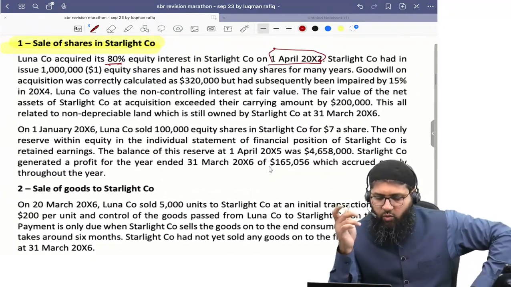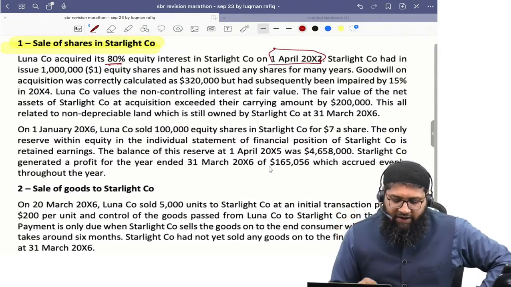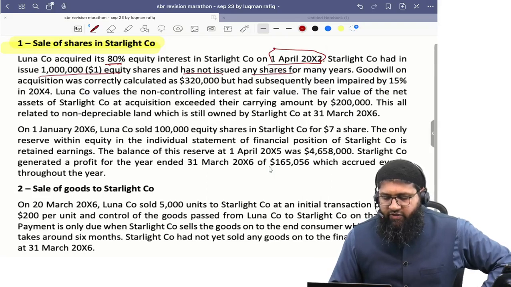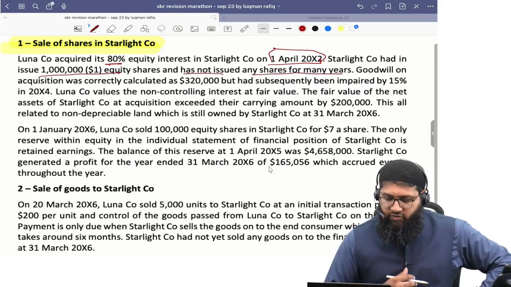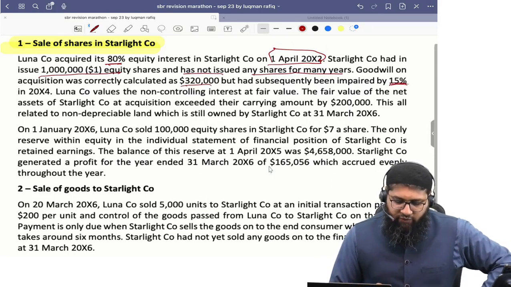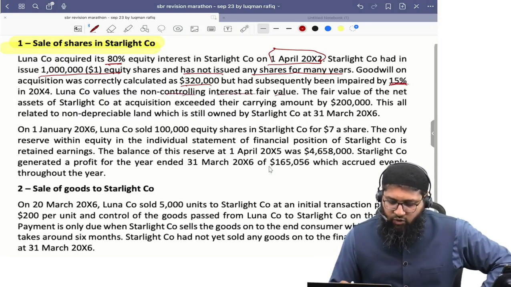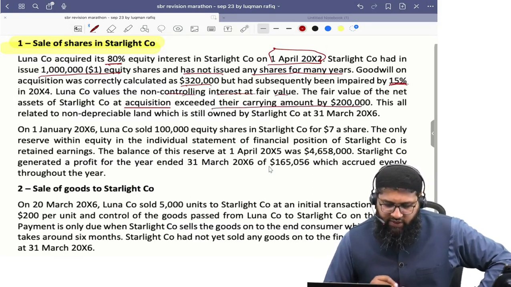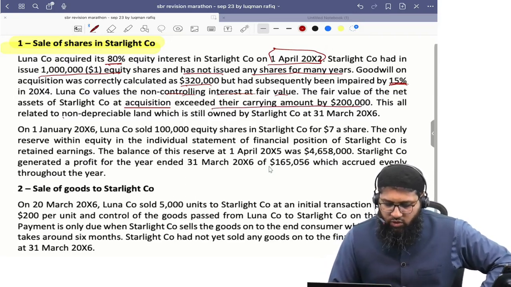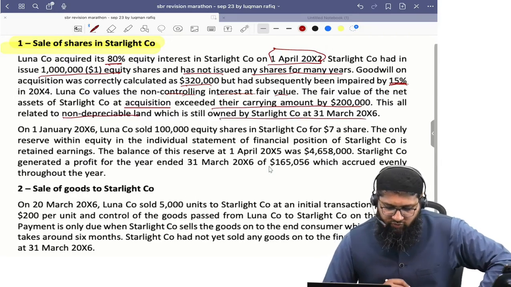So X2 is when you acquired the shares. Starlight had issued 1 million equity shares and has not issued any shares for many years. Goodwill was calculated as this, but had subsequently been impaired by this. Luna values the NCI at fair value. The fair value of net assets at acquisition exceeded their carrying amount by 200,000. This all related to non-depreciable land which is still owned.